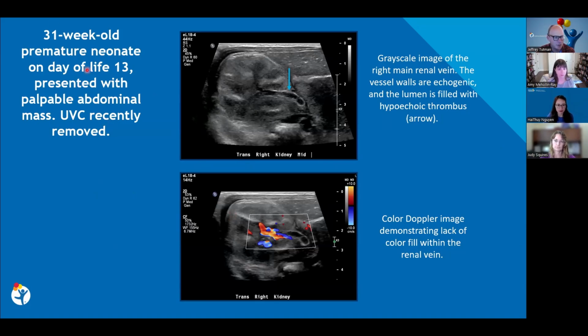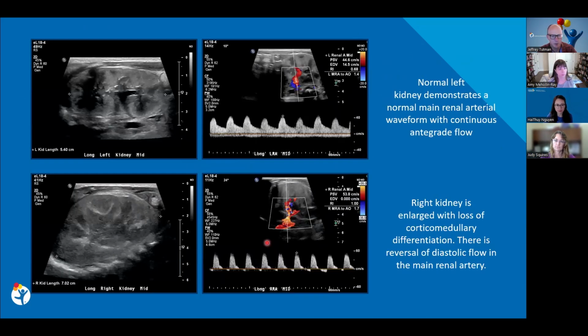This is a younger patient, a premature infant. They came in with a palpable abdominal mass. They had recently had a UVC removed as well. So we can see in our grayscale image, this is the main right renal vein. We can see that the walls of the vessel are echogenic, and we can see some of this intraluminal thrombus as well. On color Doppler imaging, we can see that it's not really filling in very well with color. So overall consistent with renal vein thrombosis.